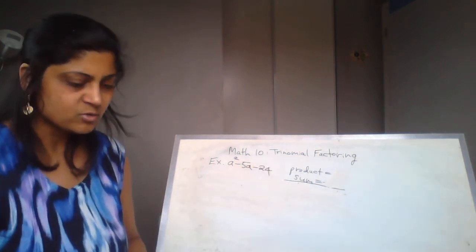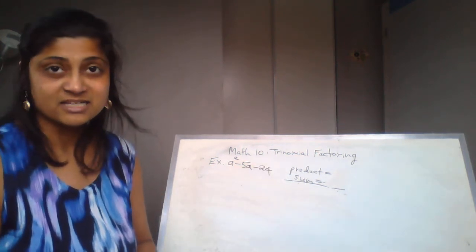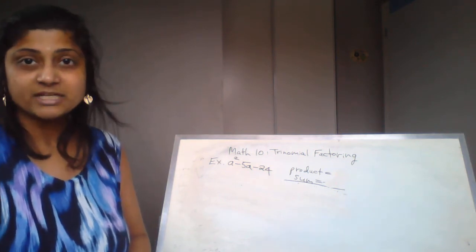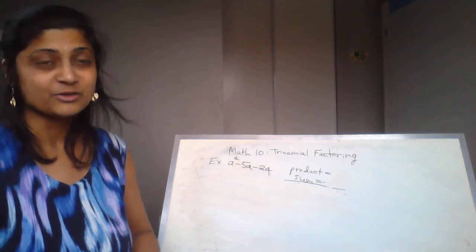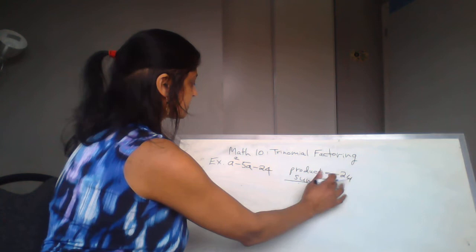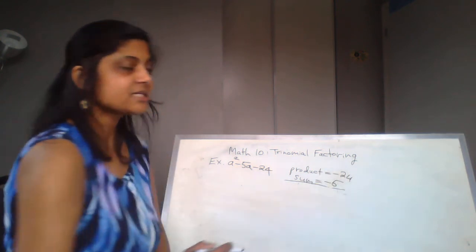Okay, so in this question, you notice, in the last example, we had one negative and one positive number. And here I can notice both the signs are negative. So the product is going to be negative 24, and the sum is negative 5.